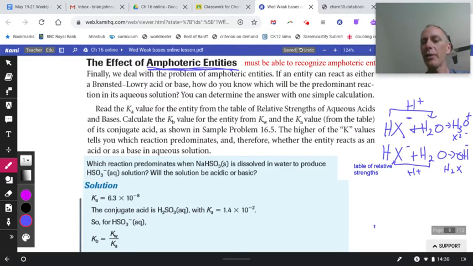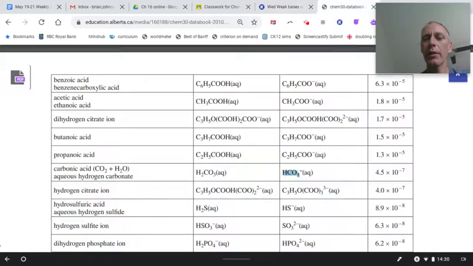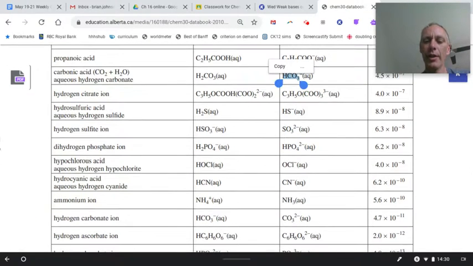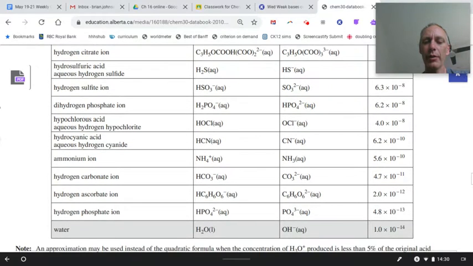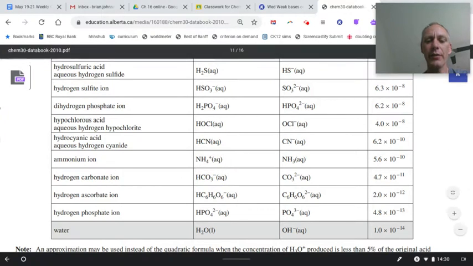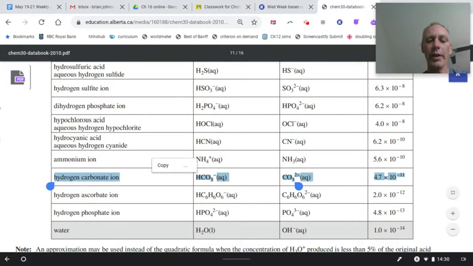So which one of these is going to predominate? If I put HX minus in water, does it donate a proton or accept? There are two ways to figure it out. A quick, easy way is to look at their relative position on the table. I'm going to give you an example of HCO3 minus. Here it is as a weak acid. It is 1, 2, 3 away from water, and water is the weakest acid. So HCO3 minus is a very weak acid.